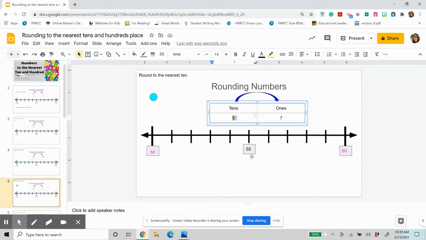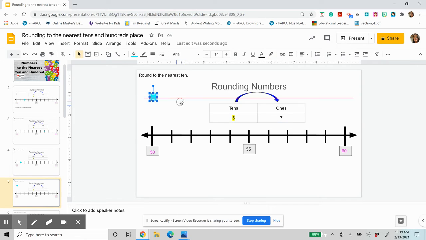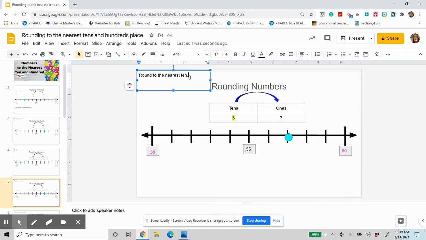55 is my halfway point. And so I'm going to now look at my deciding number. It's a 7. We said 5 or greater, 5 or bigger, 5 or higher, we round up, right? We go to the next number. If I were to look on the number line and put this here, 56, 57, it's on this side of the number line. It is closer to 60, right? So if we round 57 to the closest 10, it would be 60, okay?